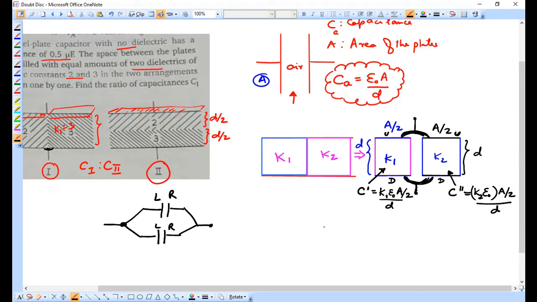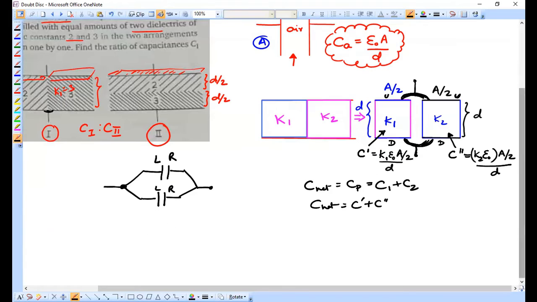So the net capacitance of such a capacitor can be easily found. C net is equal to this. Since they are connected in parallel, I'm going to apply the formula of the parallel combination, that is C1 plus C2. Now referring to this particular combination, C net will be C dash plus C double dash. Now let's see what is C dash over here? The C dash over here happens to be K1 epsilon naught A by 2D. And what is C double dash? That happens to be K2 epsilon naught A by 2D.